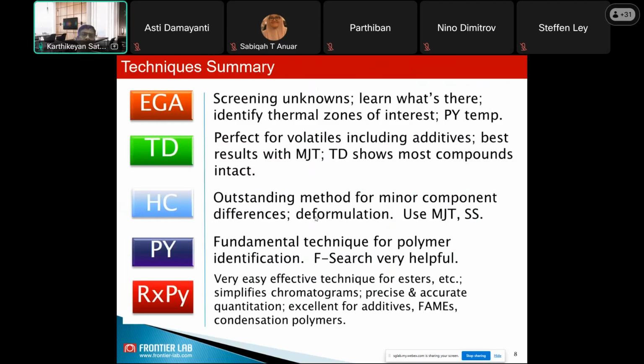The last one in this line of techniques is reactive pyrolysis. This is considered a very easy but effective technique for esters. It simplifies the chromatogram and produces precise and accurate data for quantification. It is excellent for additives and also fatty acid-like compounds, for example to analyze a flame retardant, and it's also a useful approach for condensation polymers, where normal pyrolysis data does not produce very distinct peaks for the compound or the structural identification.